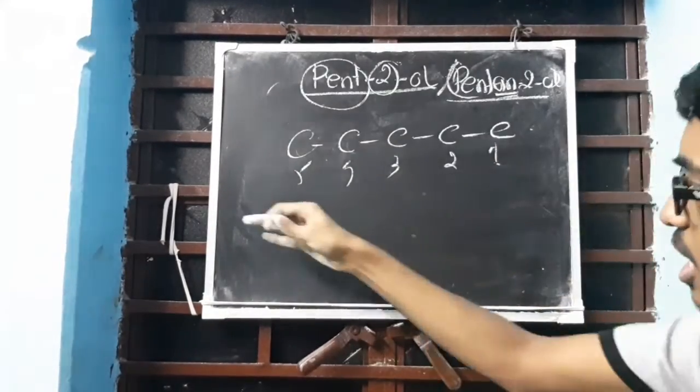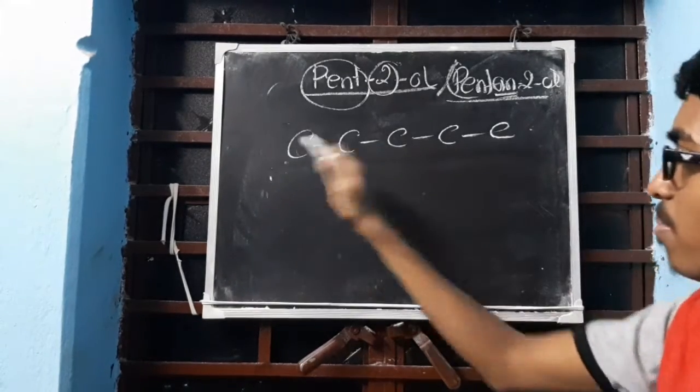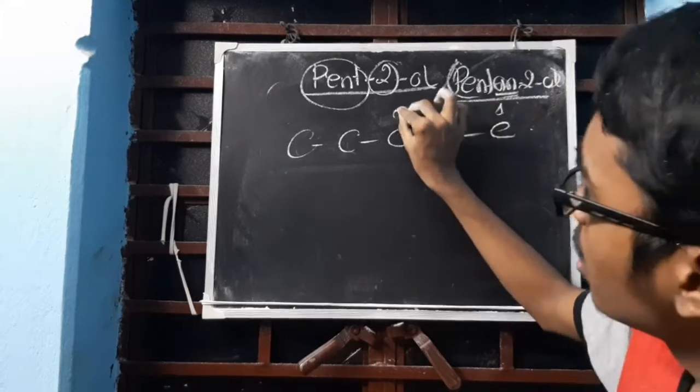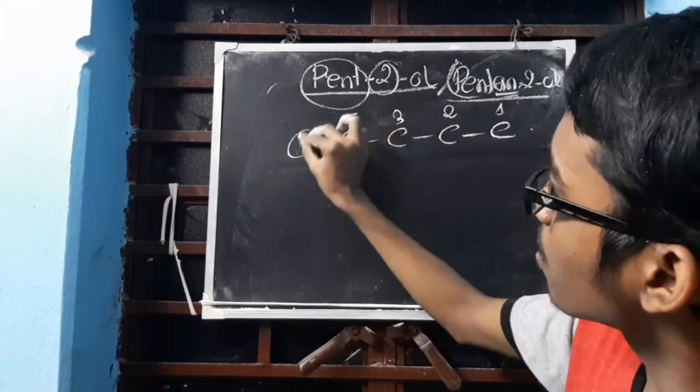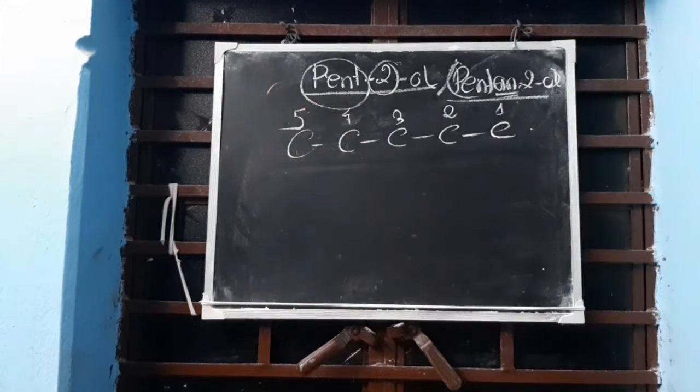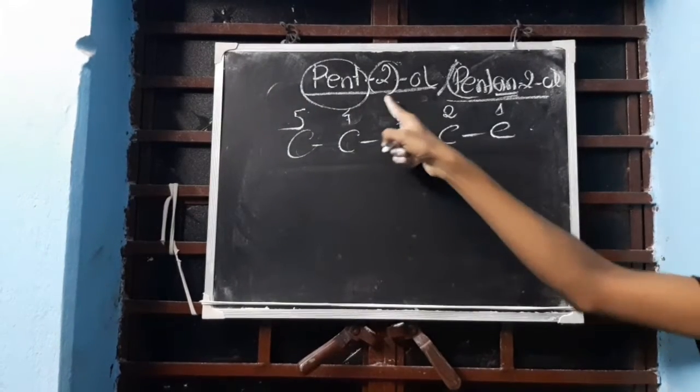So you can number from this side. I am numbering from this side. So this becomes my first carbon, this becomes my second carbon, this becomes my third carbon, this becomes my fourth carbon, and this becomes my fifth carbon. Correct?